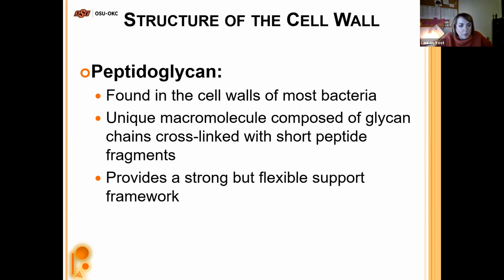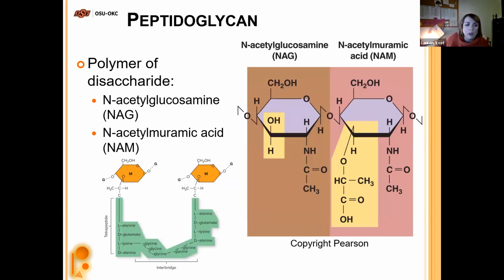Peptidoglycan, right? So most bacteria have peptidoglycan in their cell wall. We have peptidoglycan in the gram positives and the gram negatives, but the gram positives just have a lot thicker of it. And that's the difference. So most bacteria do have peptidoglycan, and it provides a strong but flexible framework.